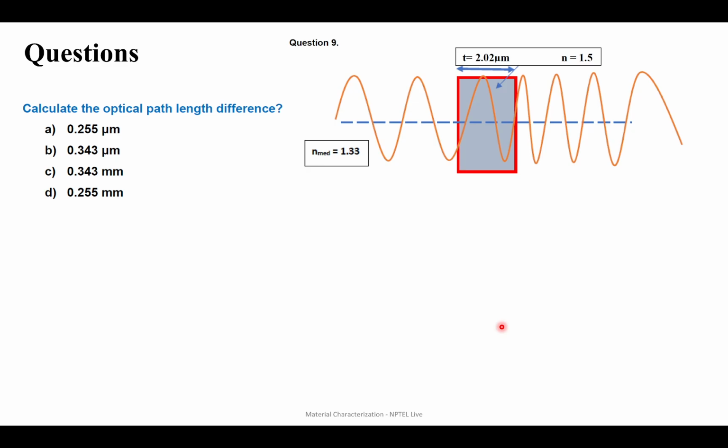So this is a similar question to the previous one. Calculate the optical path length difference: 0.255 micron, 0.343 micron, 0.343 mm, 0.255 mm.